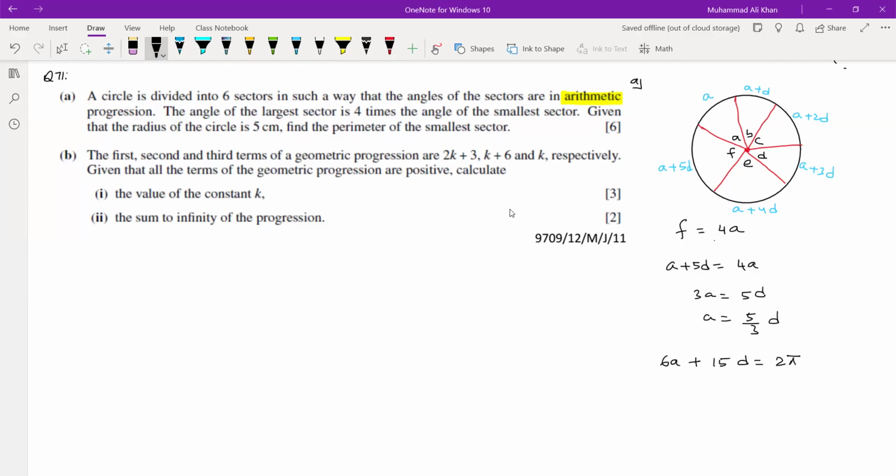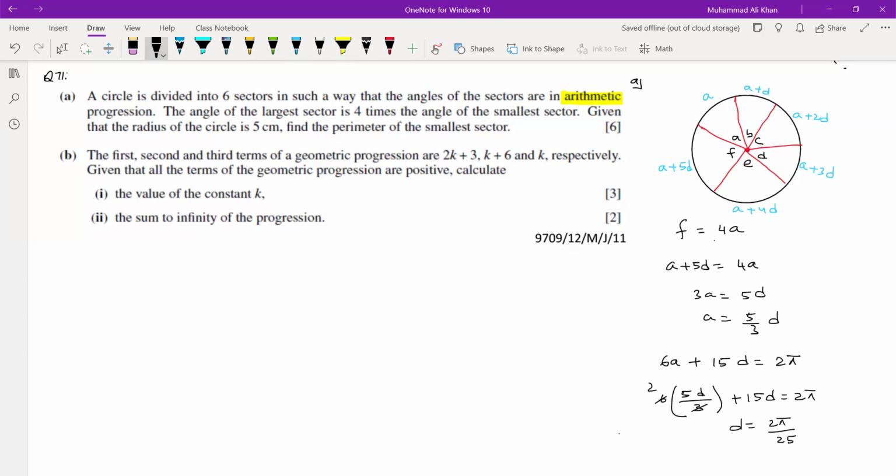What is the value of A? 5D over 3 plus 15D equals 2 pi. And now 3 2s are 6, 5 2s are 10D, 10 plus 15, 25. So D equals 2 pi divided by 25.